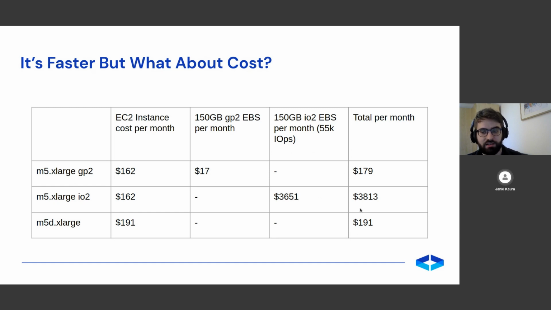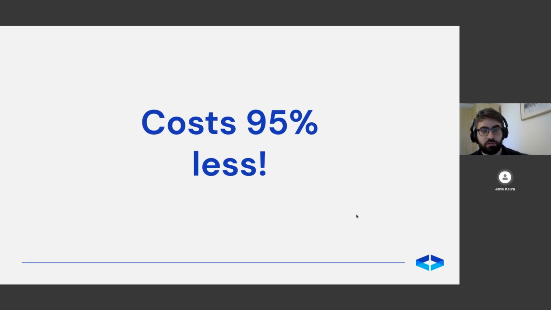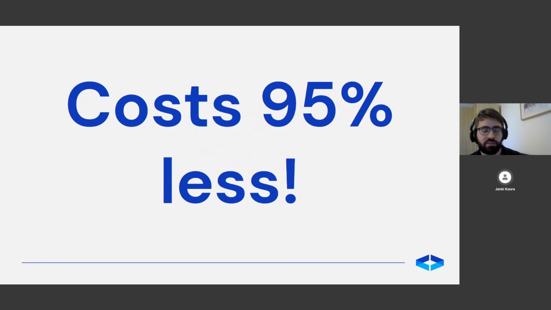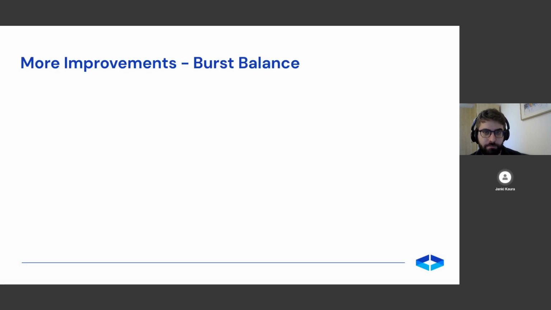And as you can see, the difference is monumental. It's a very big difference. And to put it in perspective, it's 95% less. And not only that, you're actually seeing even more improvements compared to using GP2 instances.